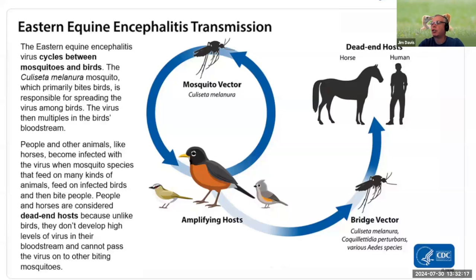So here's the transmission. It cycles between mosquitoes and birds. The Culiseta mosquito, which primarily bites birds, is responsible for spreading the virus among the birds. The virus then multiplies in the bird's bloodstream. People and other animals like horses become infected when mosquito species that feed on many kinds of animals feed on infected birds and bite people. People and horses are considered dead end hosts because, unlike birds, they don't develop high levels of virus in their bloodstream and cannot pass the virus on to other biting mosquitoes.